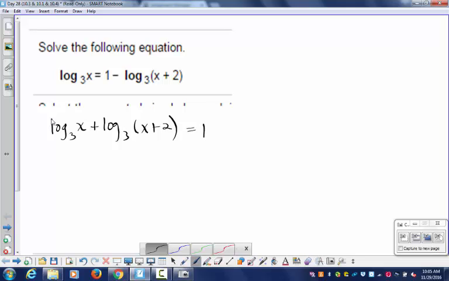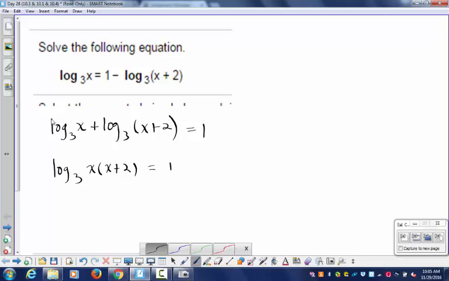And then what log property do we use to combine two logs that are being added? How do we combine those two logs? Okay, rule. What was that? This is the product. Yep, log of a product. That's right. Right there.